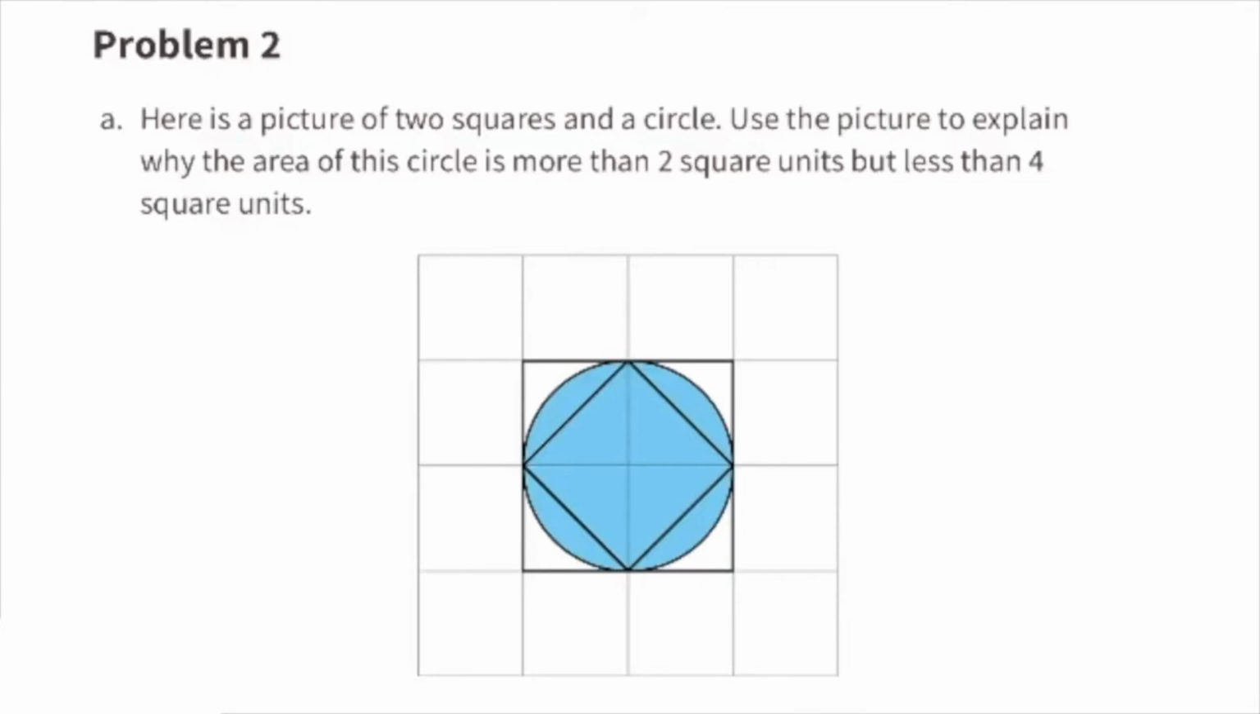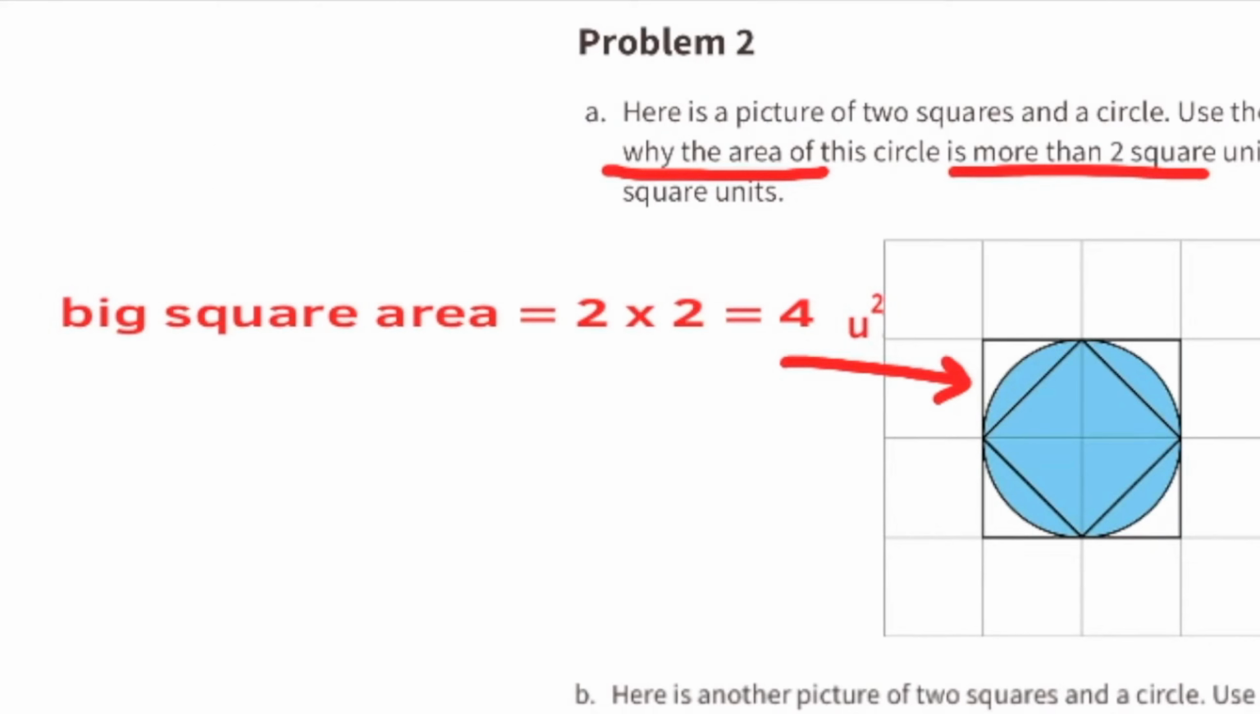Problem number 2. A. Here is a picture of 2 squares and a circle. Use the picture to explain why the area of this circle is more than 2 square units, but less than 4 square units. The area of the bigger outside square is 2 units by 2 units, which is 4 units squared. So we know the area of the circle has to be less than 4 units squared.